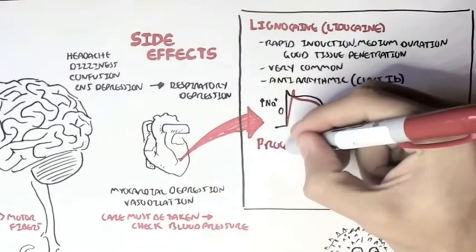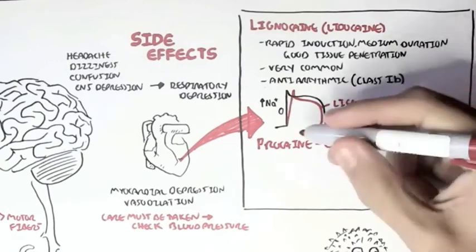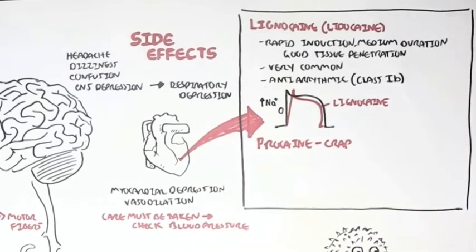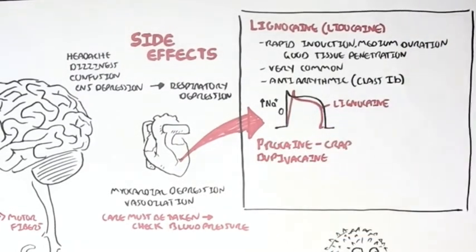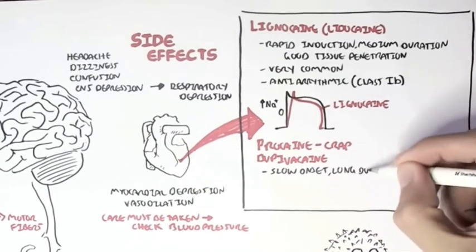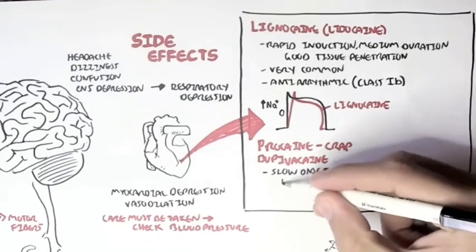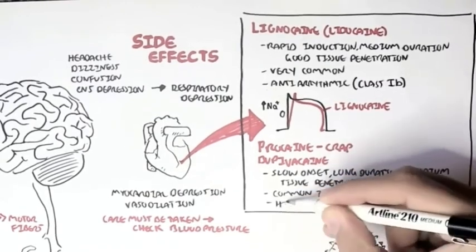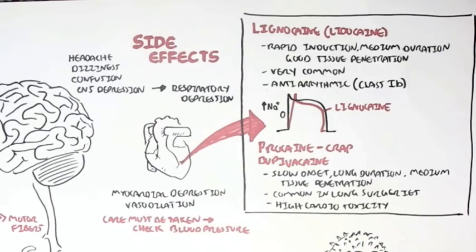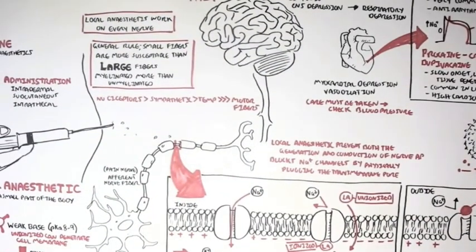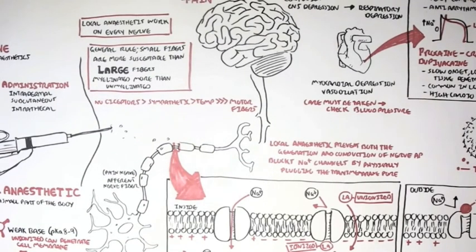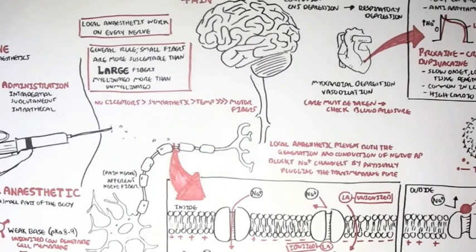Another type of local anesthetic is procaine, which I wrote here is crap because it has many side effects and it's not very useful. And the last local anesthetic I want to talk about is bupivacaine. It has a slow onset, a long duration, and medium tissue penetration, so it's pretty good. And that is why it is commonly used in long surgeries because of this long duration. However, it has high cardiotoxicity, so care must be taken when using this with people suffering from heart failure or something like that.